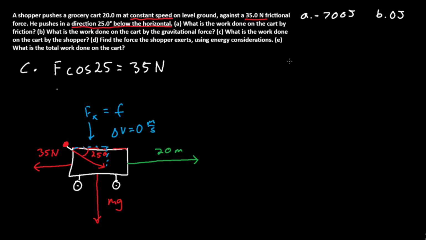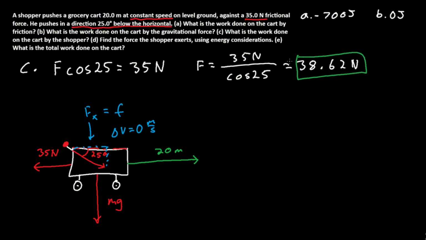So we can divide both sides by the cosine of 25, and you will get a force of 38.62 newtons as your magnitude of force. So now that you have the magnitude of the force, you can solve for the work done.